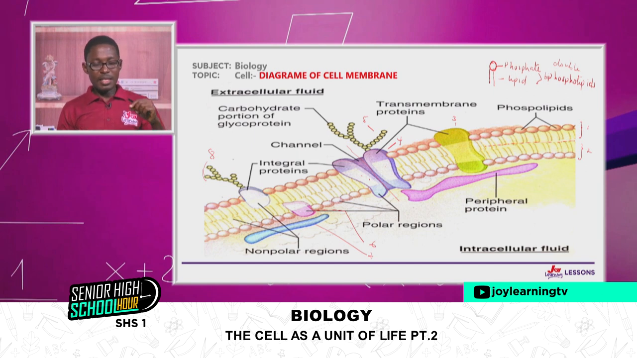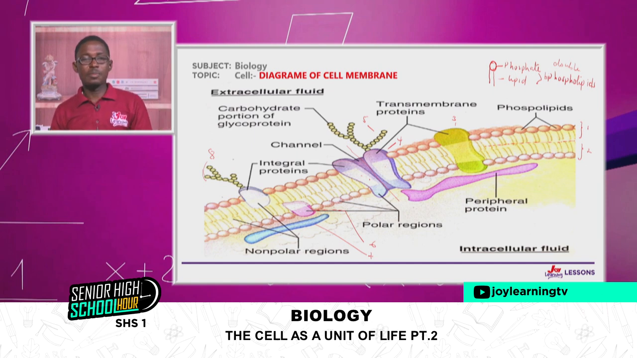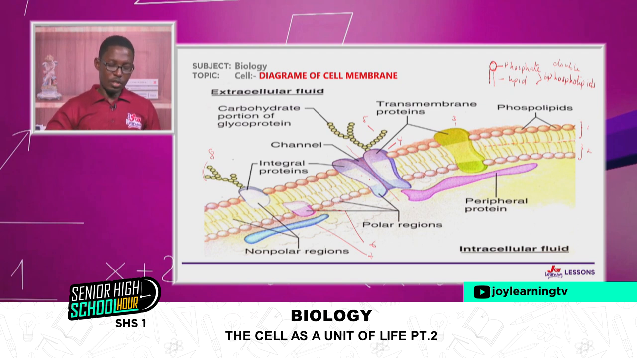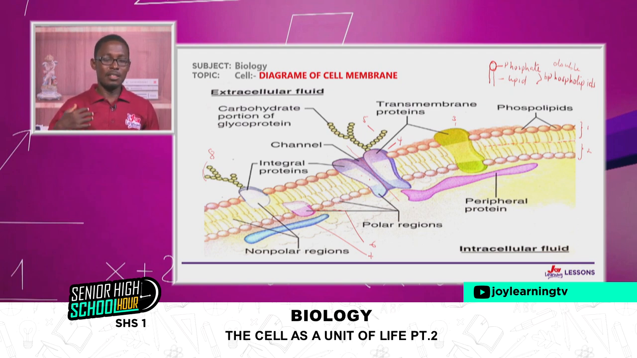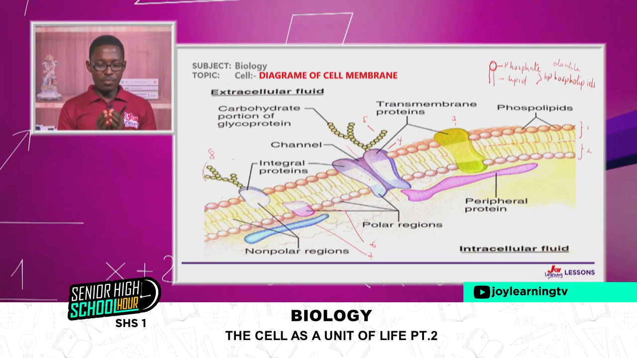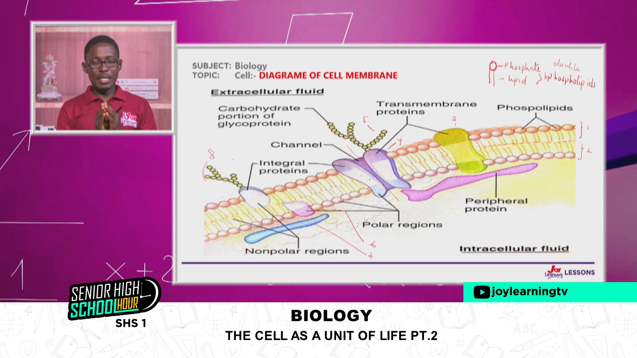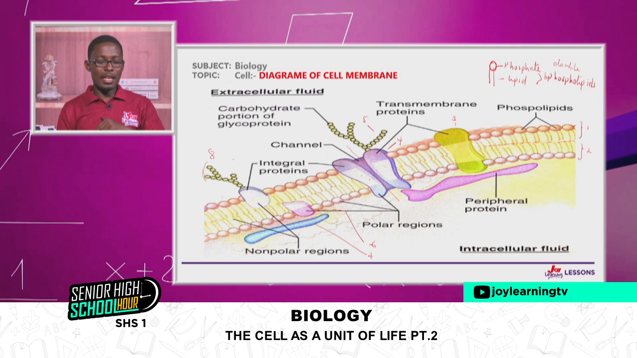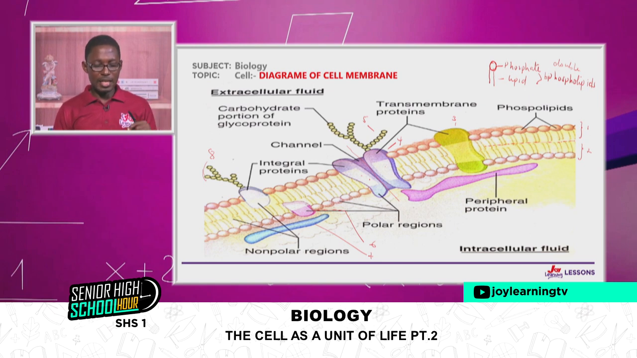So anything that wants to pass has to pass through the space there to enter the inside. If things also want to move from your interior to the exterior, they also need to pass through this pore. So what it means is that every globular protein embedded in our cell membrane has within it a pore that allows movement of substances in and out.